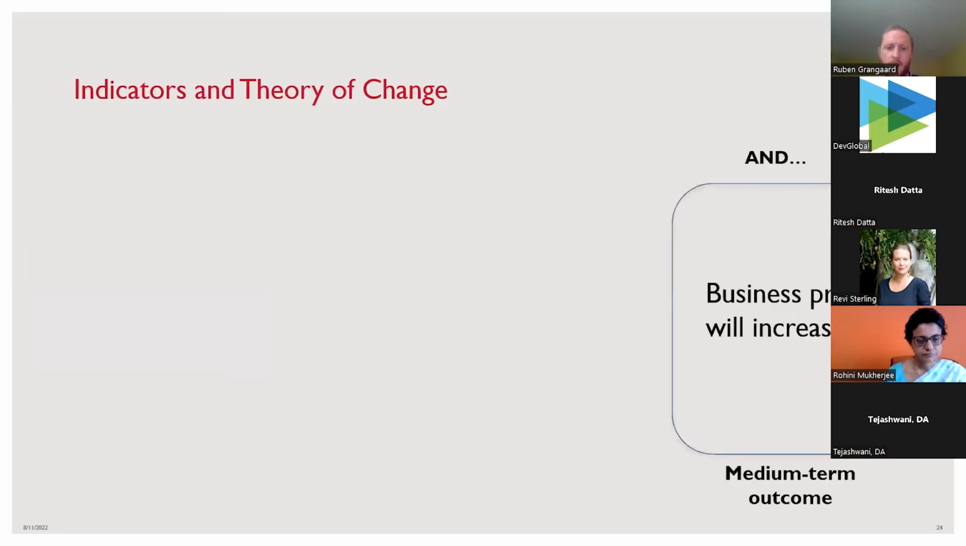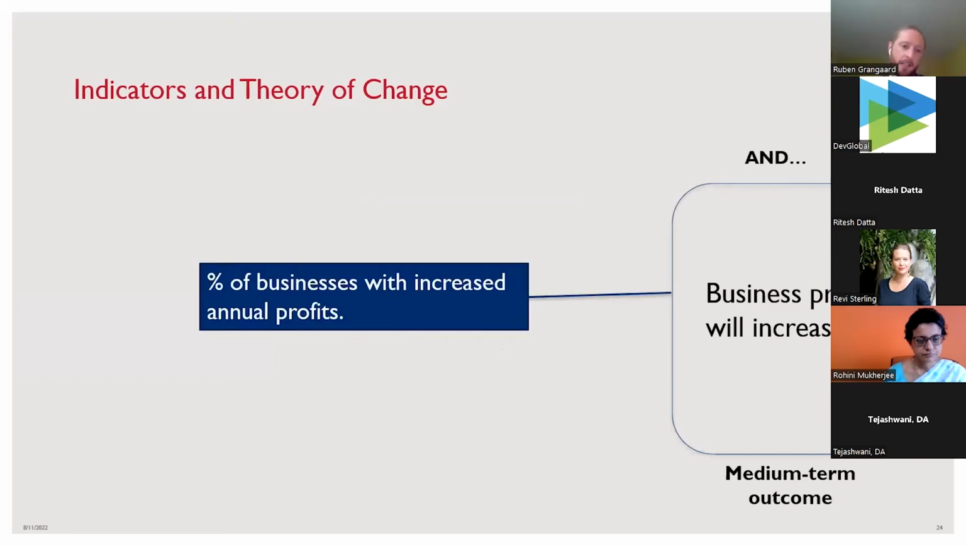And then finally, the longer or medium term outcome here is business profits. An indicator for that could be percentage of businesses with increased annual profits. You'll note here that we have "increased" in our indicator, and so we need to compare it to something. In this case, we need to compare it to some sort of baseline value of business profits for these organizations, or for these women entrepreneurs, sorry.